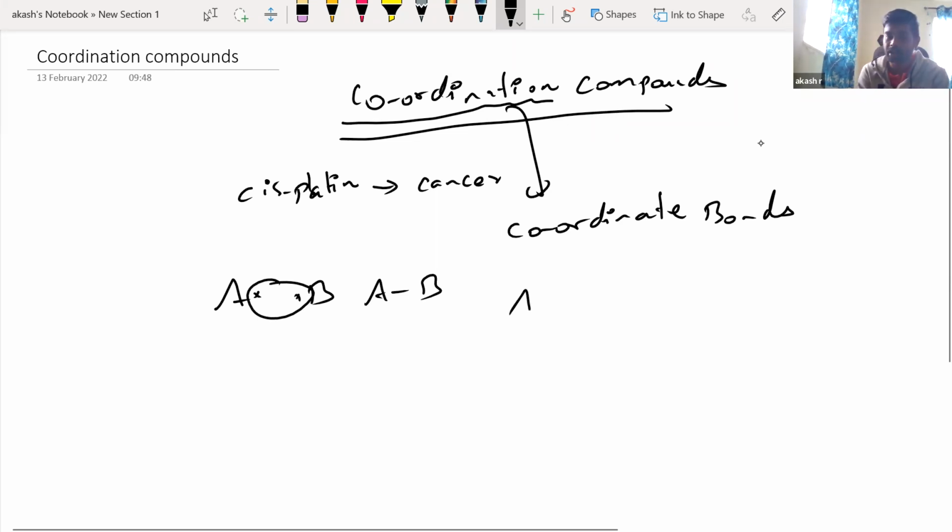But in the case of a coordinate bond, there is going to be one species which donates both the electrons to one of the atoms. That means it is not mutual sharing, whereas in a normal covalent bond you have mutual sharing. What do I mean by mutual sharing? One electron comes from one species, another electron comes from the other species, and you mutually share between A and B. But in this case, both electrons come from only one of the species, and that is donated to A and gets shared. That is why we represent the coordinate bond like this.